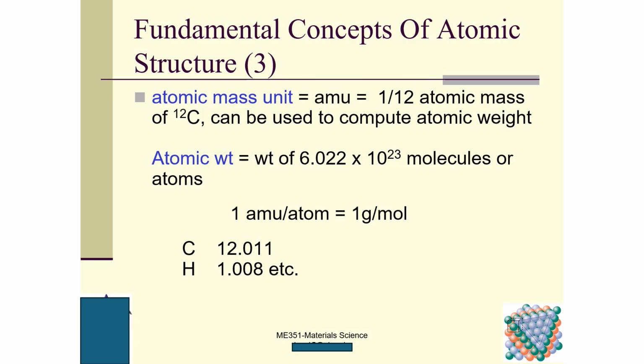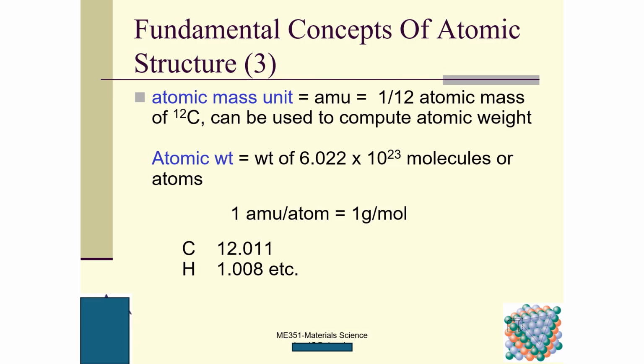And then we talk about atomic weight. Atomic weight is the weight of 6.022 E23 molecules or atoms. This is a very, very huge number. Each of these molecules and atoms has a very, very small weight, so for the convenience of calculation, research, or practical purposes, we multiply the weight of the molecule or the atom by a huge number.